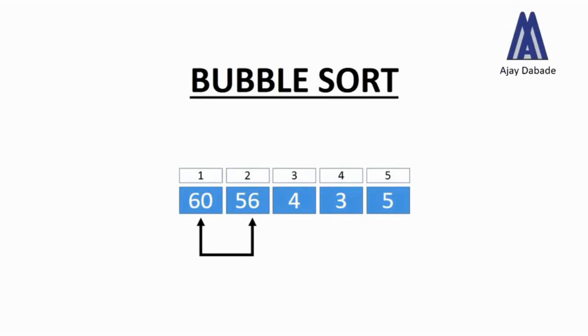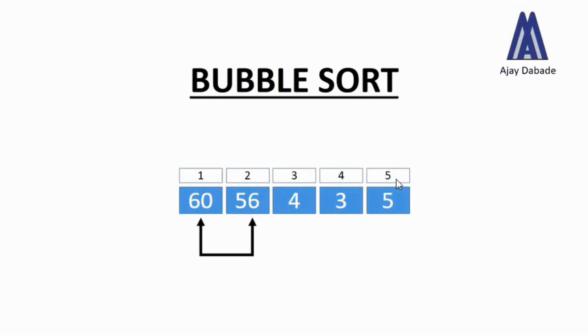Now bubble sort is one of the easiest and simplest forms of sorting technique. So let us start straight away. You can see there are 5 numbers in front of you, that is 60, 56, 4, 3 and 5. And above these numbers are the position numbers, that is 1, 2, 3, 4 and 5. So these are the position numbers that we have.